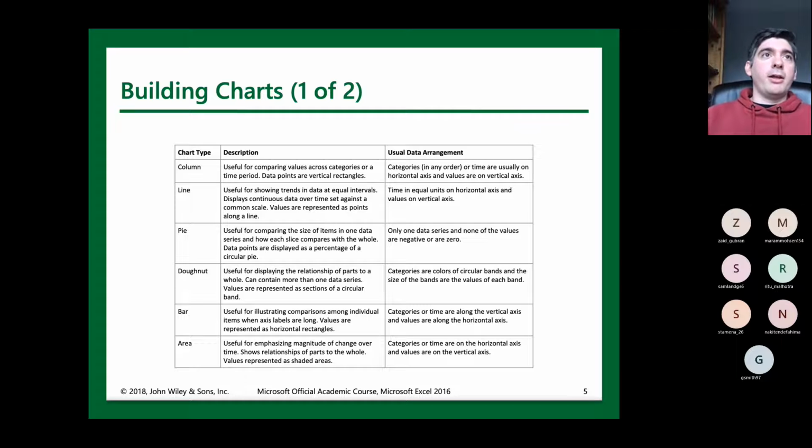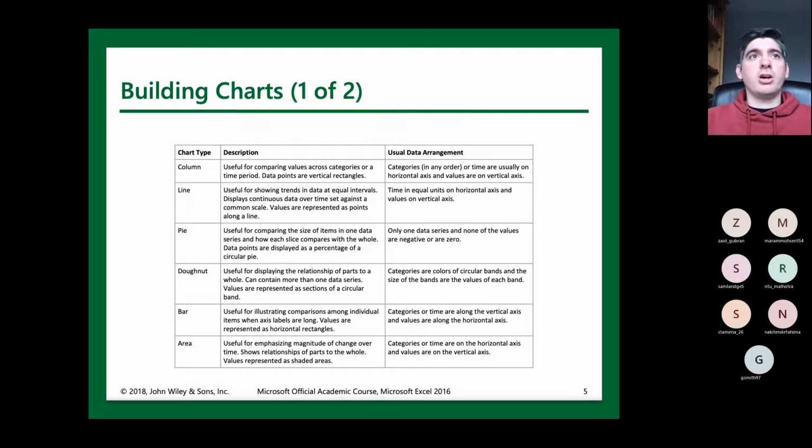Now, at its base level, and what you're probably going to end up spending most of your time working with, will be column bars. So column charts, which are useful for comparing values across categories for a time period, or line graphs, and these are used for showing trends in data at equal intervals. So you've got the time axis on the bottom, and then the points will be in different positions based upon where they fit in that line.